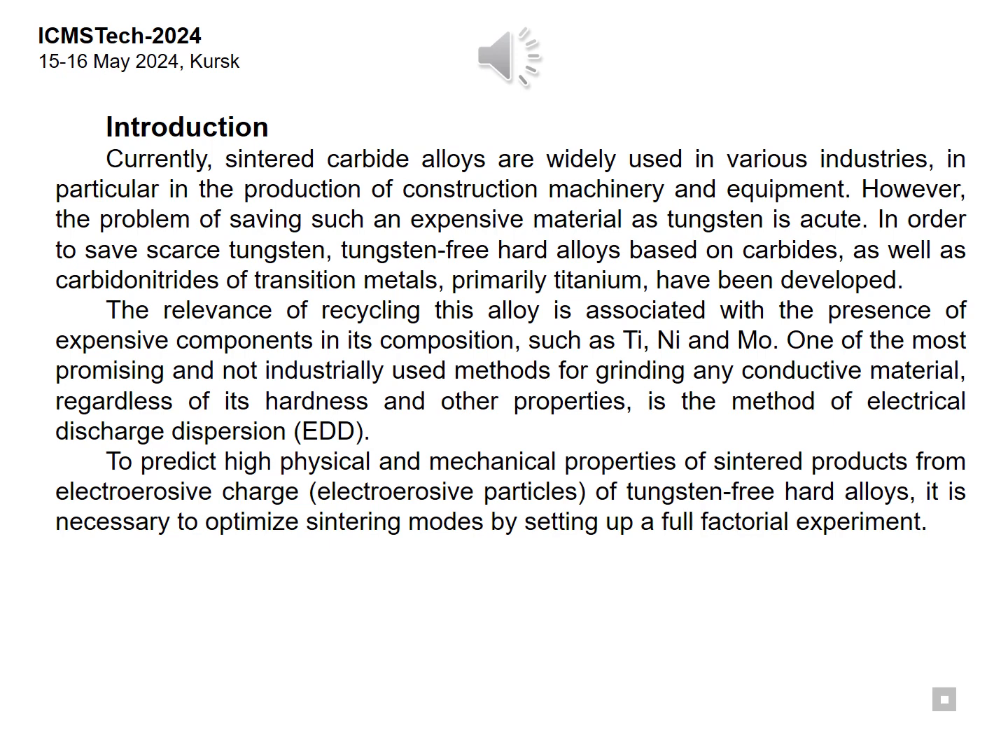In order to save scarce tungsten, tungsten-free hard alloys based on carbides, as well as carbonitrides of transition metals, primarily titanium, have been developed. The relevance of recycling this alloy is associated with the presence of expensive components in its composition. One of the most promising and not industrially used methods for grinding any conductive material, regardless of its hardness and other properties, is the method of electrical discharge dispersion.